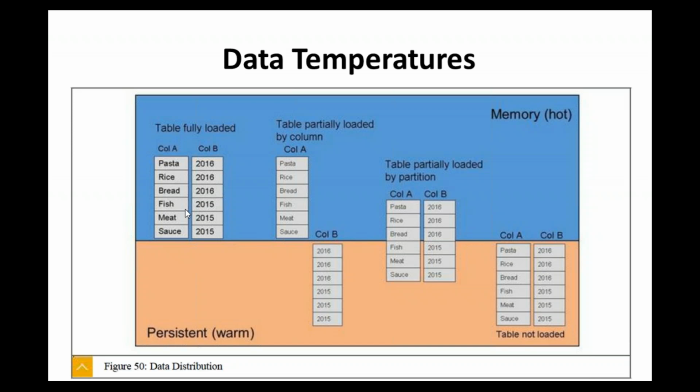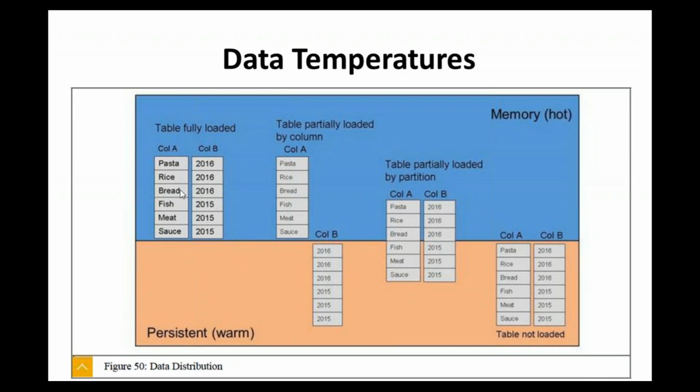And the table partially loaded by column A, so that we are also considering as hot only. But here in column B, we don't have that much data, so 2016-17, 2016-17. Why column A is considered as hot is because each value is unique, nothing is getting repeated. Why column B is considered as warm is because 2015-16 is getting repeated again and again. Okay, so if you consider it together, it can be considered as partially loaded.